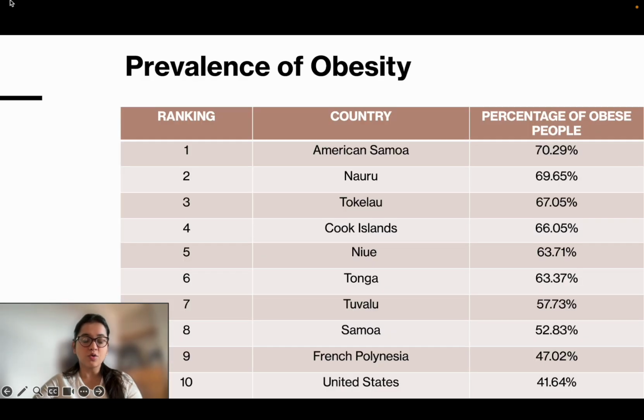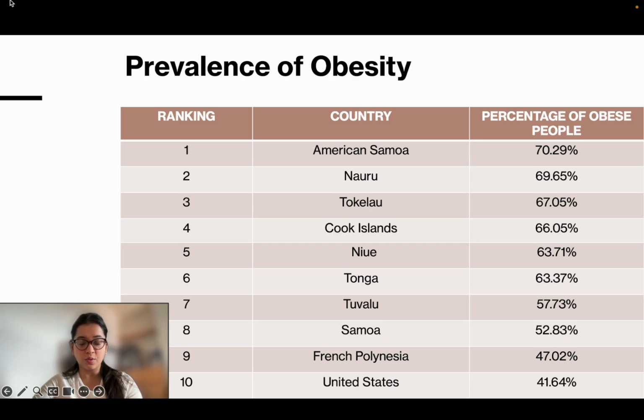Now, coming to how common obesity is and why I'm talking about this topic. Obesity is increasing at an exponential rate in today's fast-paced world. Especially in developed countries, it is really high. The first country with the highest percentage of obese people is American Samoa, which has about 70% of obese people in the country.